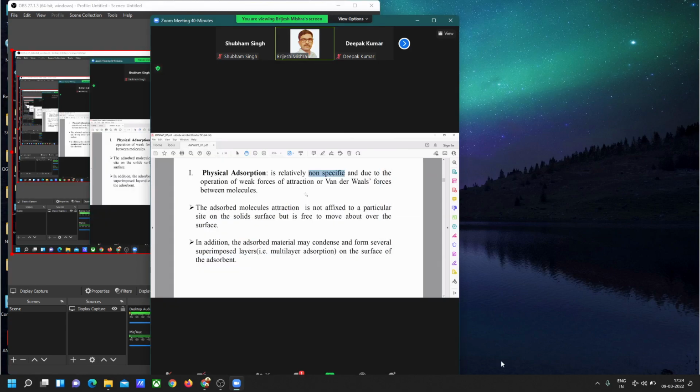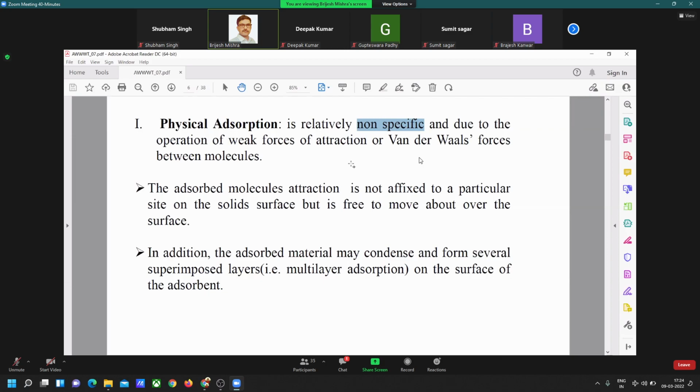Including van der Waals force, temperature, and other things. That's why it is not too specified. The adsorbate molecules' attraction is not affixed to a particular site on the surface, but it is free to move about over the surface. So the adsorbent is not going to sit on the surface. It may adsorb here or somewhere else.